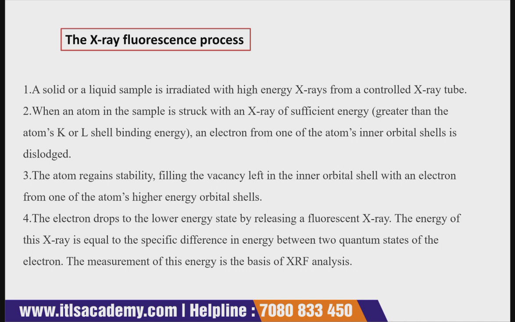So what does the electron do? The electron from one atom's inner orbital shell is dislodged. After dislodging, the atom regains stability by filling the vacancy left in the inner orbital shell with an electron from one of the atom's higher energy orbital shells. The electron drops its energy state by releasing fluorescent X-rays. So the energy of the X-ray is equal to the specific difference between the energy of two quantum states of the electron.